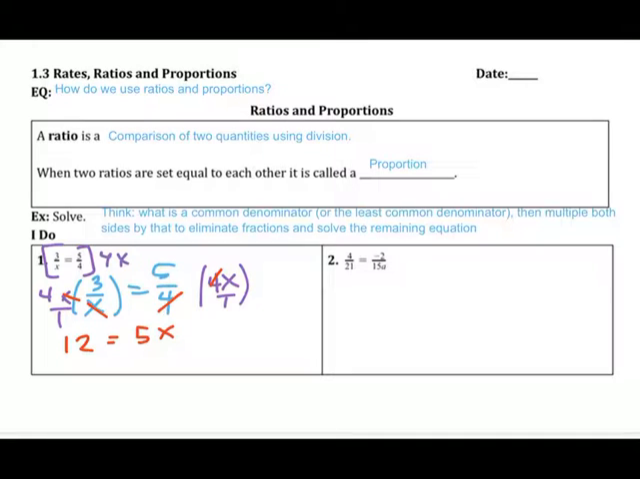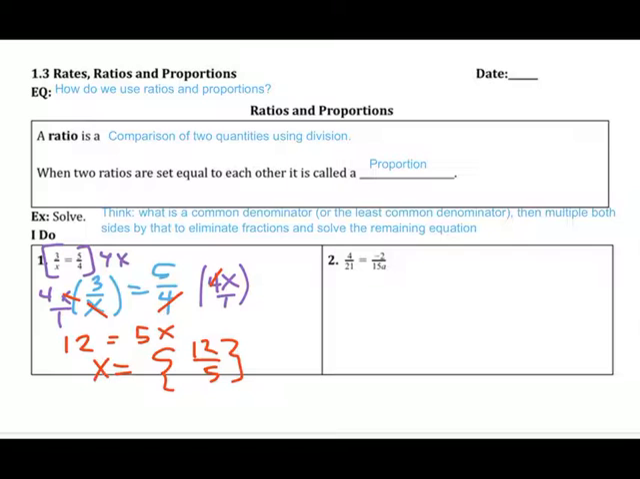Now we're just back to a 1.1 problem, a solving equation problem. 5 and x are multiplying. To undo that multiplication, I'm going to divide both sides by 5, which is going to give me 12 divided by 5. So remember, we're multiplying in order to eliminate all of the fractions, and once that step is accomplished, we're just back to a simple solving equations problem.